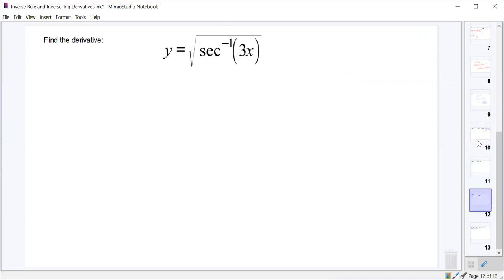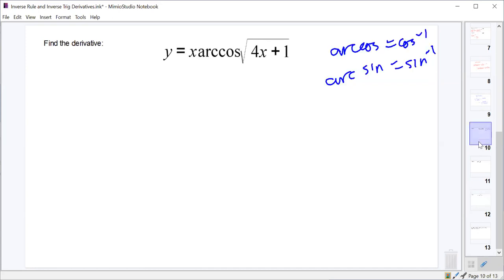Cosine, tangent, secant? Try this one. Cosine, I gotta make sense. We haven't done a cosine one yet. So we've got a function x and we've got a function arc cosine, and I'm just going to write it as inverse cosine just because it's less to write. So you can interchange those on the AP test. But x times the arc cosine of root 4x plus 1 should be x times the derivative of inverse cosine of root 4x plus 1.